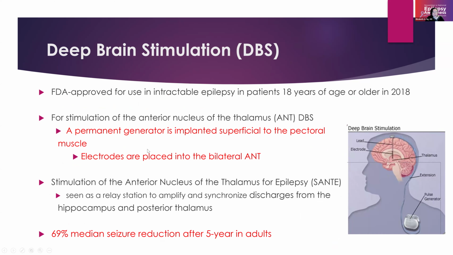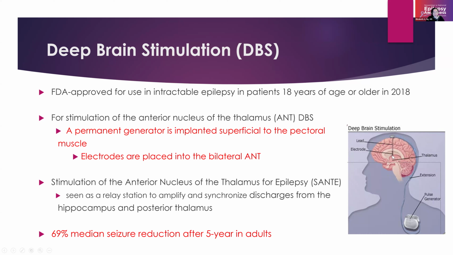So we also have deep brain stimulation, DBS, and this was FDA approved for use in intractable epilepsy in patients 18 years of age and older in 2018. So you have a permanent generator implanted superficial to the pectoralis muscle. Then the electrodes are placed in the bilateral anterior nucleus of the thalamus.